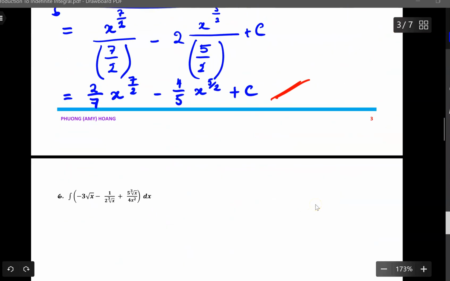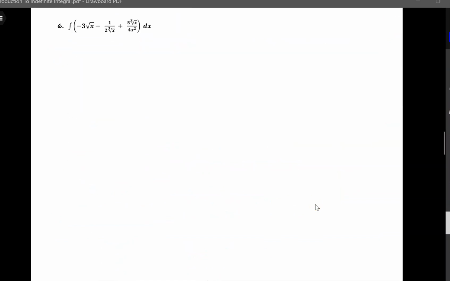Alright, okay. So let's start with question number 6. In this question, you see that we have quite a few functions. We have -3 times the square root of x, -1/2 times the cube root of x, plus 5 times the cube root of x divided by x squared. Many of us probably get confused by the cube root of x divided by x squared. In fact, it's actually very simple. You just have to perform the basic operations of exponents, and then we go from there.